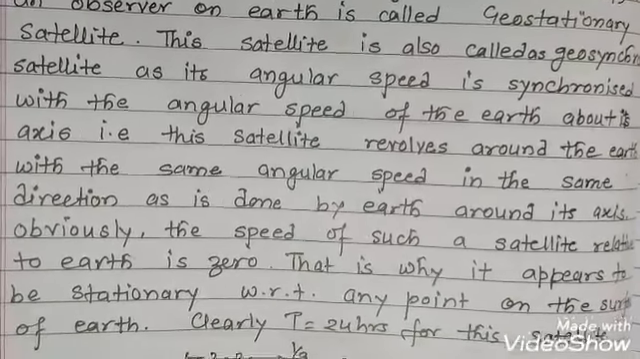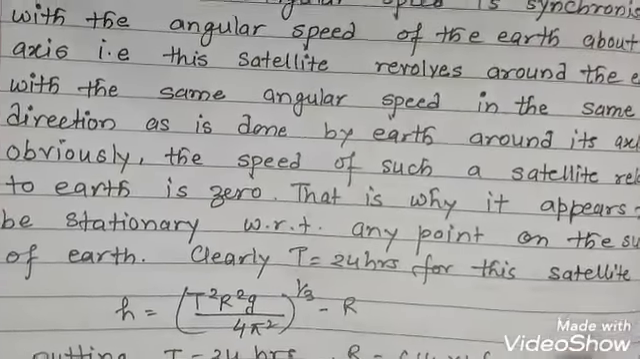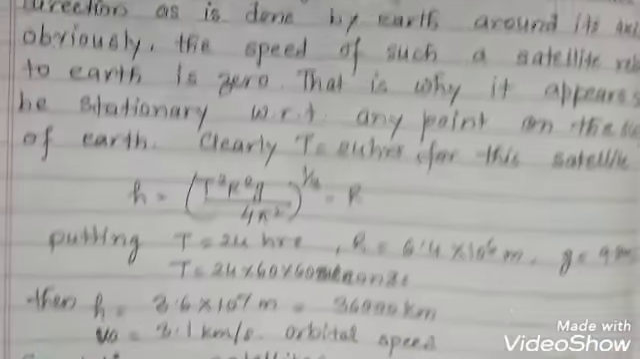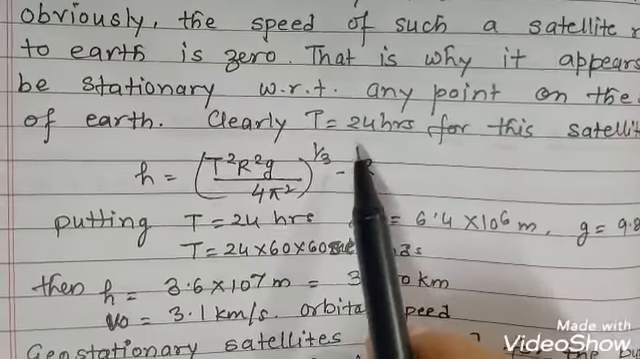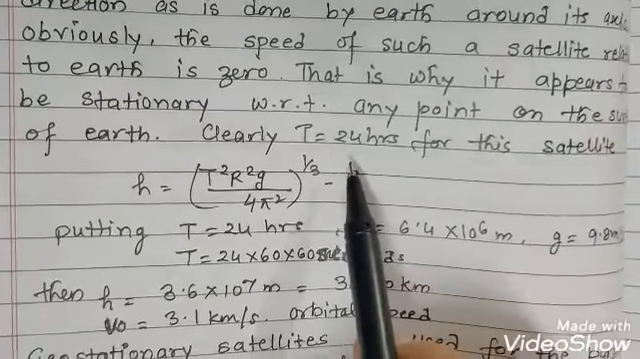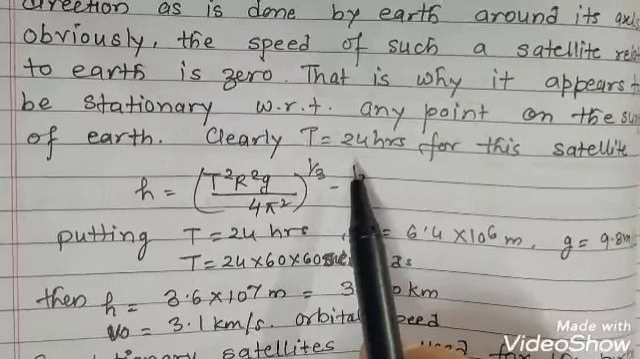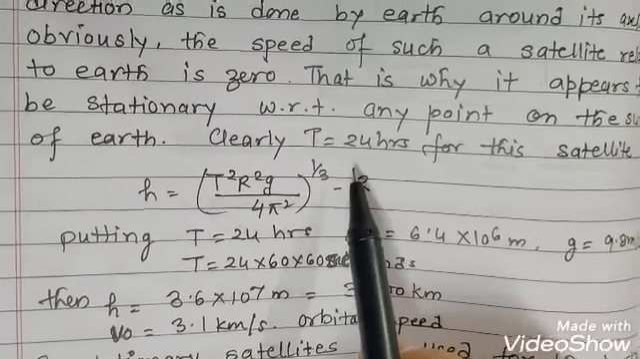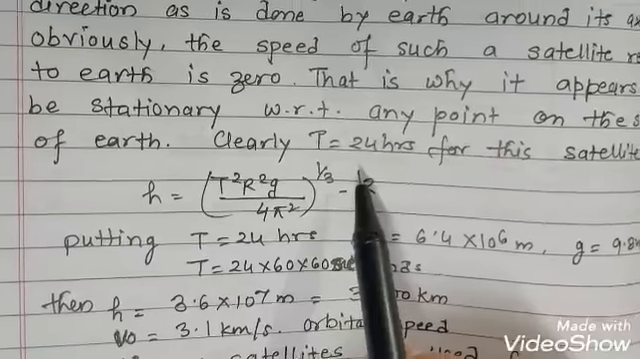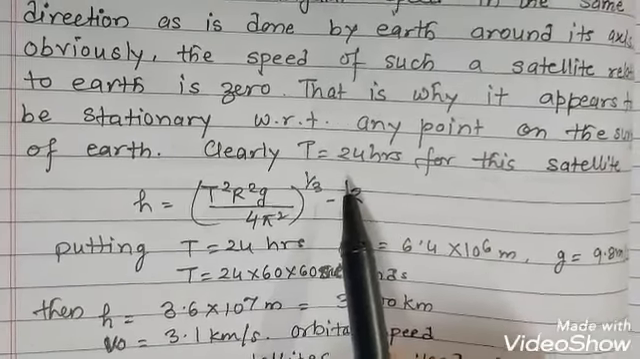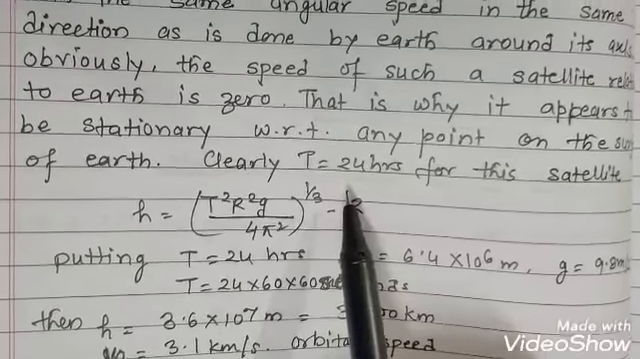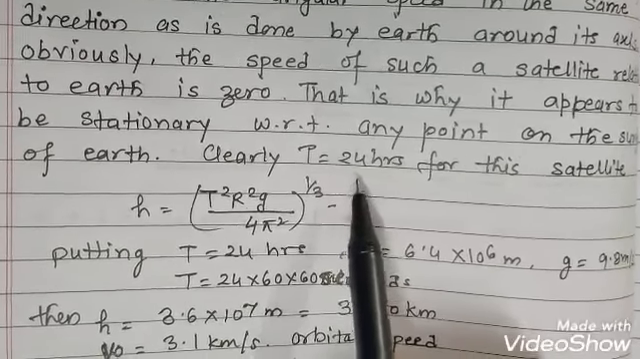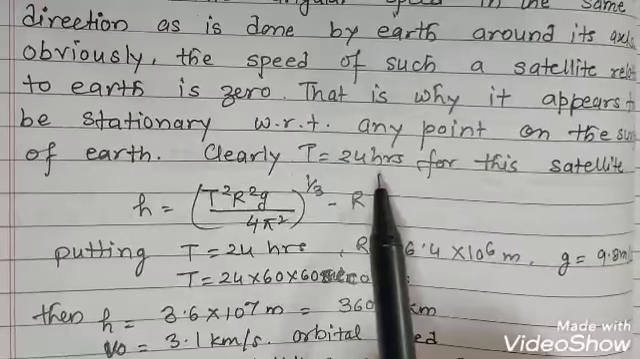Clearly we know that T is equal to 24 hours. So for this satellite, what would be the height? Because the time period for these satellites to revolve around the earth in an equatorial plane is 24 hours, and that is same as the time period for the earth to rotate on its axis. So T is equal to 24 hours.